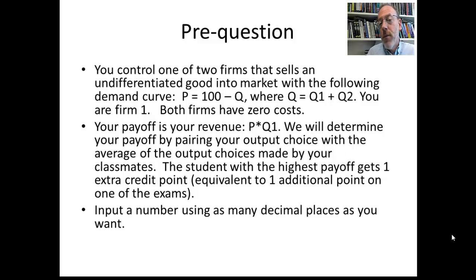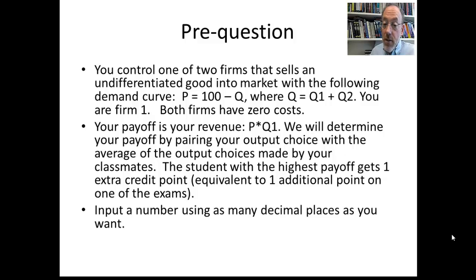So here's the story. You control one of 2 firms that sells an undifferentiated good into a market with the following market demand curve. P equals 100 minus Q, where that total Q is the sum of what firm 1 and what firm 2 produces. You're firm 1, so you're going to be choosing Q1. Let's say both firms have 0 costs, so no fixed costs, no marginal costs. That keeps this relatively simple, but preserves all the important issues.